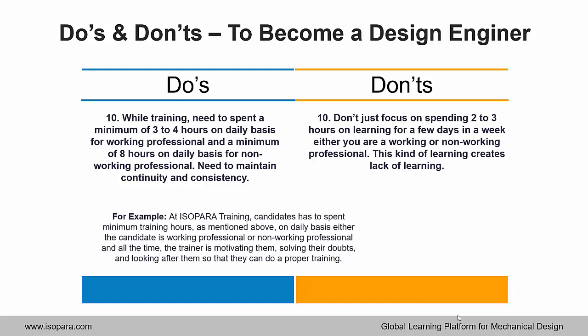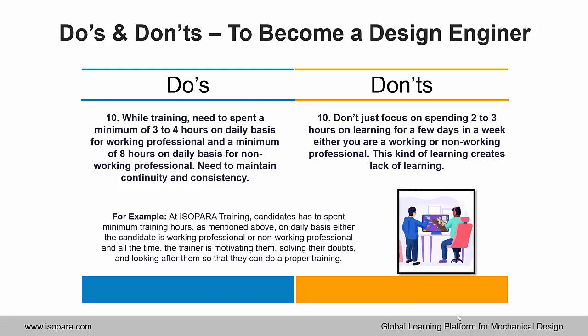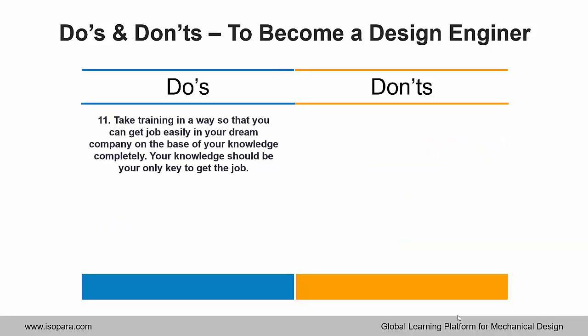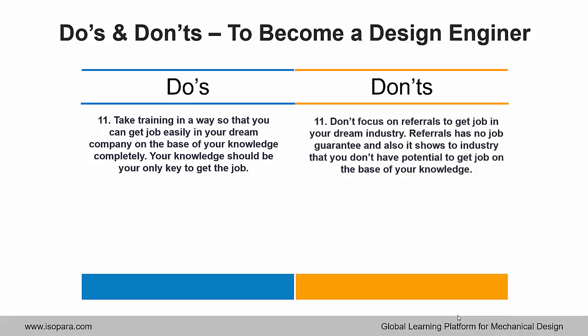Let's move towards the next do's. Take training in a way so that you can get a job easily in your dream company on the basis of your knowledge completely. Your knowledge should be your only key to get the job. And what don't says: don't focus on referrals to get a job in your dream industry. Referrals have no job guarantee, and also it shows the industry that you don't have the potential to get a job on the basis of your knowledge. If you are gaining a good level of knowledge, then you have that confidence and that potential that you can prove yourself and enter into your dream industry. So that is one of the plus points.